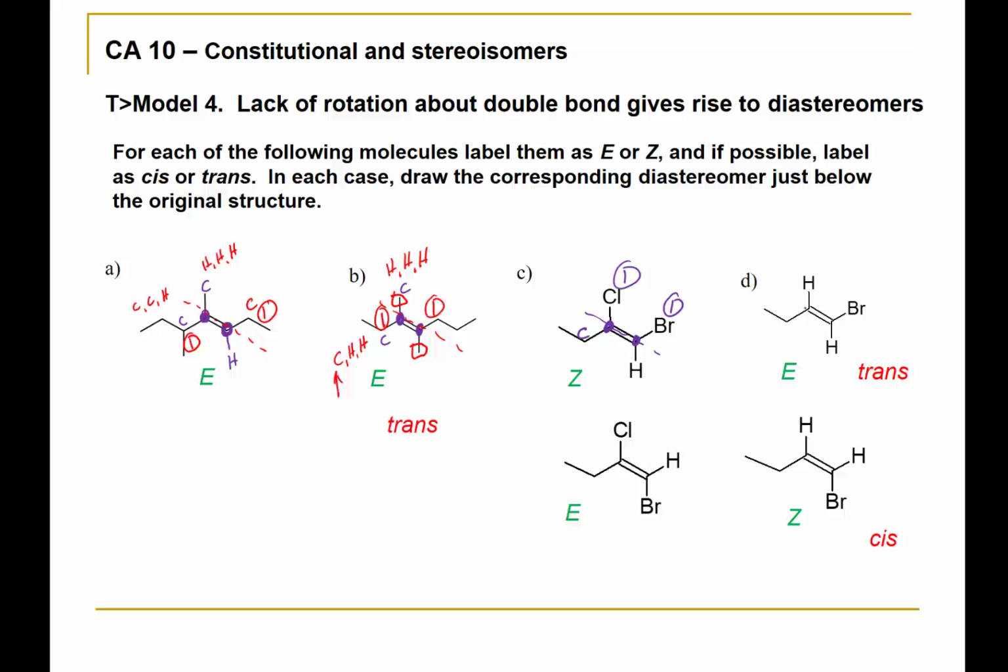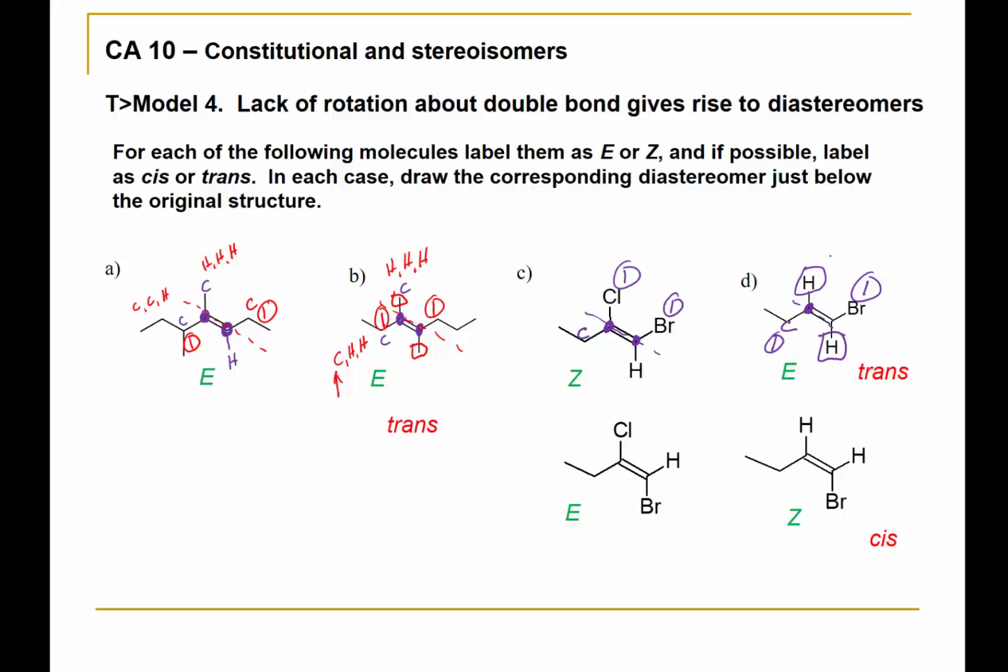And then finally, for this last molecule D, I've got a hydrogen compared to a carbon, so my 1 will of course be below the double bond, and then I'm comparing a bromine to a hydrogen, so the 1 will be above the double bond. The 1s are on opposite sides, therefore an E. Now in this case, I can also designate cis or trans. And in this case, I'm comparing the position of the hydrogens, and they're on opposite sides.